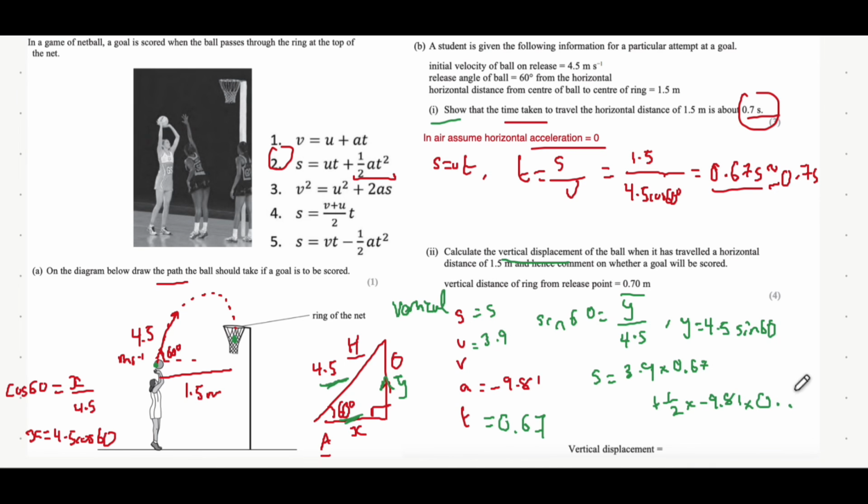0.67 all squared. You put that into your calculator and you get 0.158, which is actually less than 0.7 meters, meaning that it won't reach that height of the net.